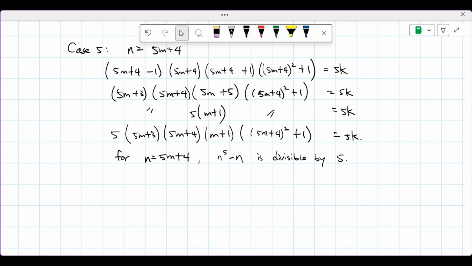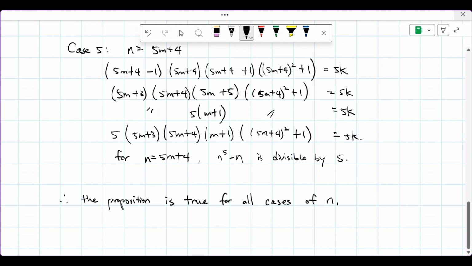So therefore we know that the proposition is true for all cases of n, proven by exhaustion. So once again, the word exhaustion kind of makes sense after doing all the cases. We exhausted every single possible case scenario for the proposition, and then we have proven every single possible case. Therefore, this proposition is true for every single possible case.